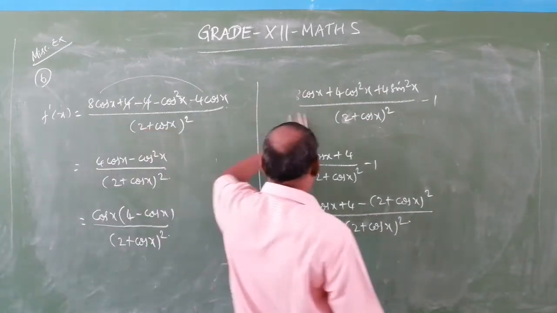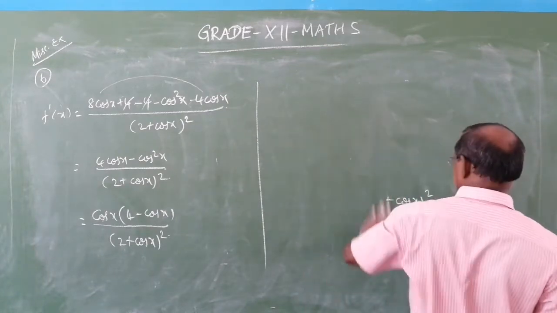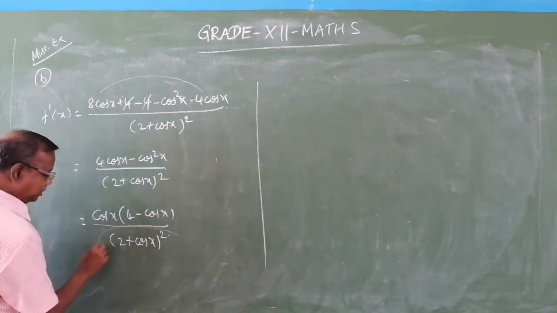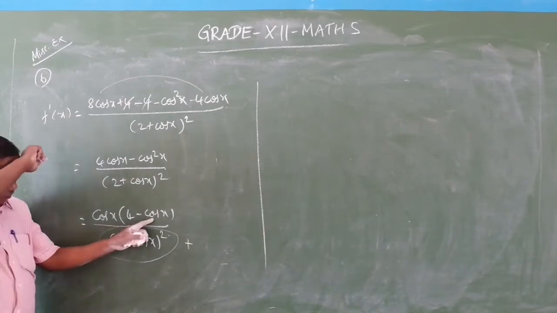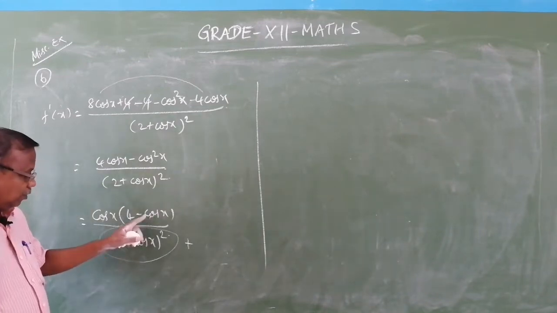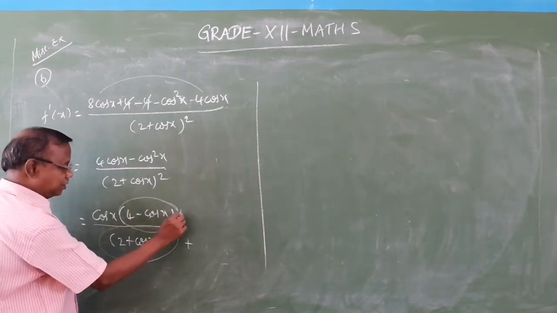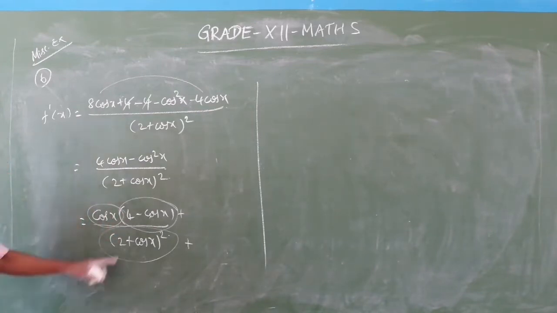Now, analyze this. The denominator, 2 plus cos x the whole square, is a perfect square, so this part is positive. The maximum value of cos x is plus 1 and the lowest value is minus 1, so 4 minus cos x is also a positive quantity. Hence, the deciding authority is only cos x. It is a positive quantity and the denominator is a positive quantity.